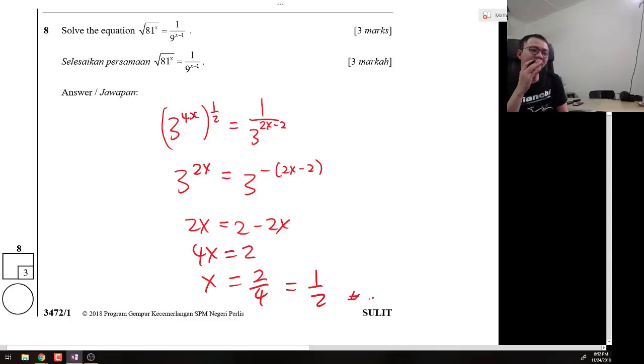Yeah, if the question says real root only, they say real root only, not real distinct root, then it will be more than or equal.